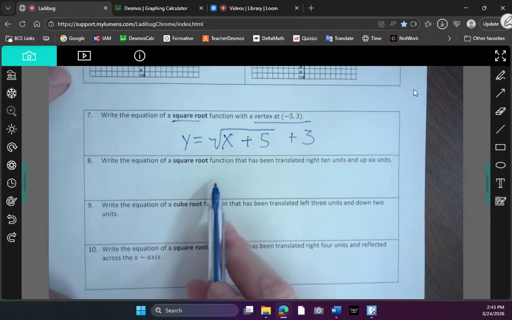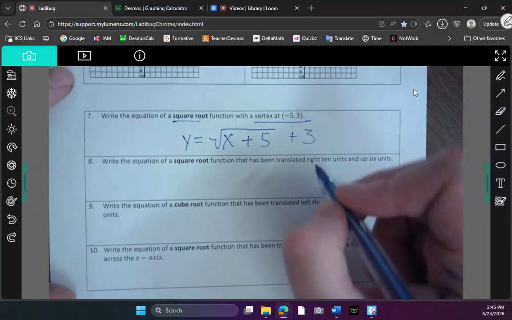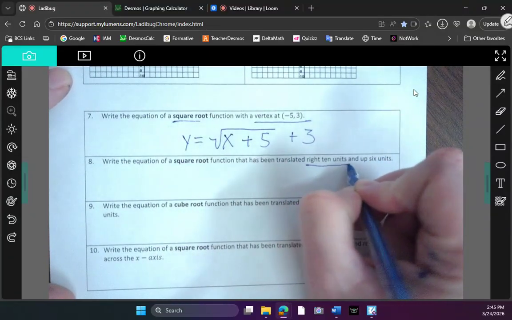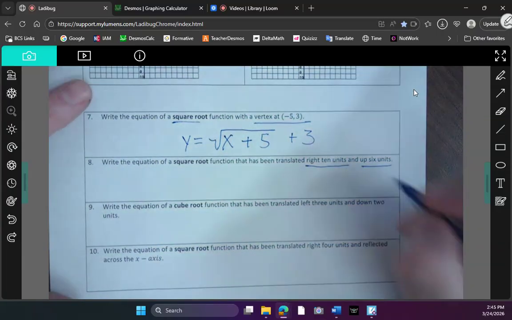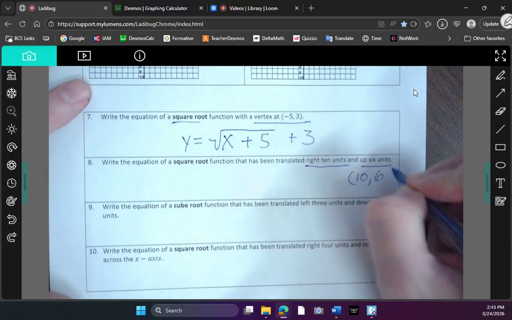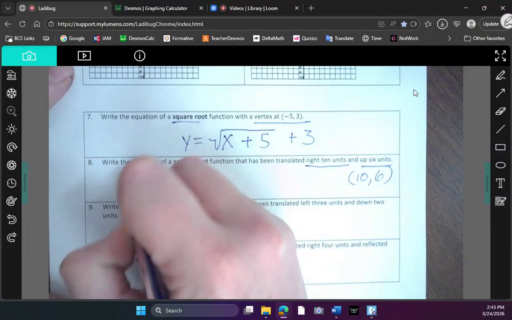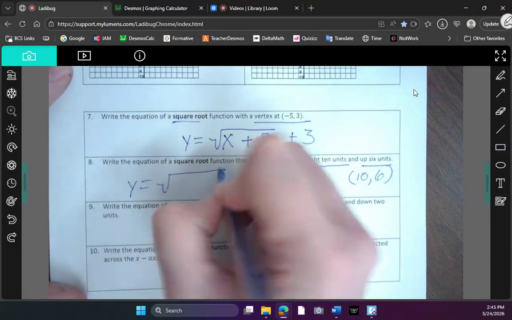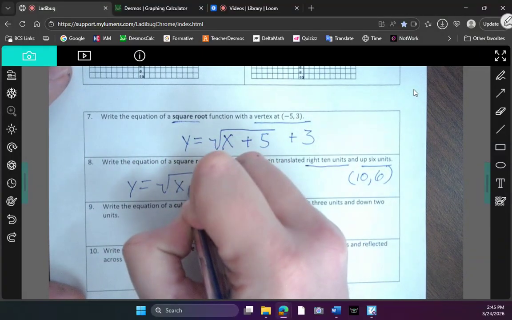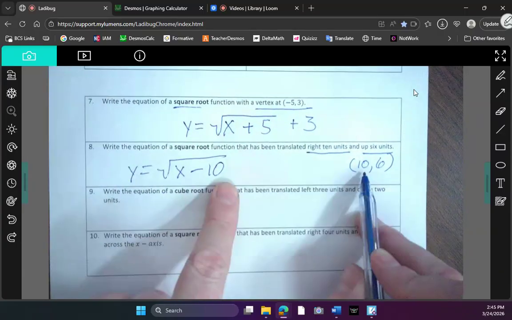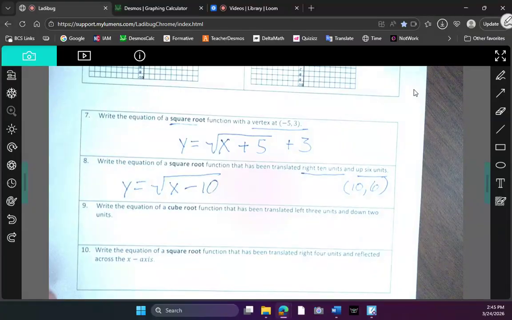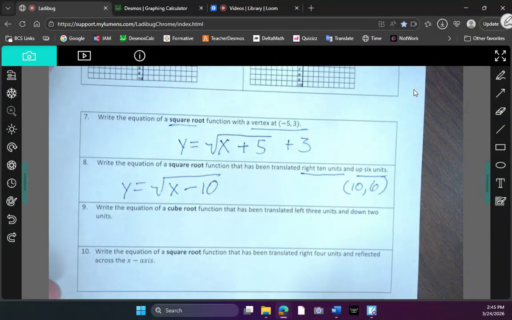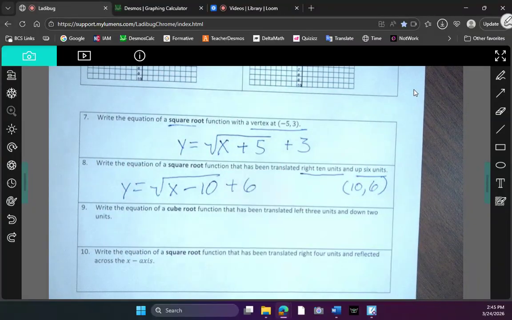The equation for the square root of a function that has been translated right 10 units and up 6 units. So that puts the vertex at 10, 6. We're going to say y equals the square root of x minus 10, because it's always the opposite, minus 10, because that's a +10. This was a -5, so we did +5. And then outside of the square root, we're going to do a +6.